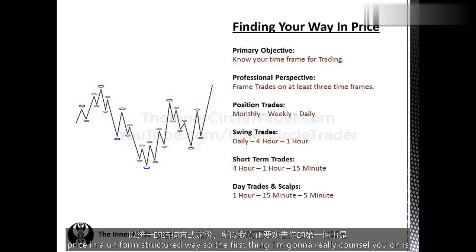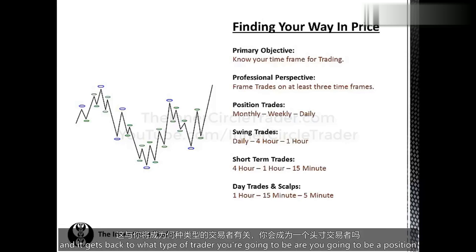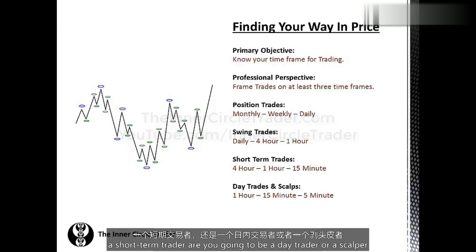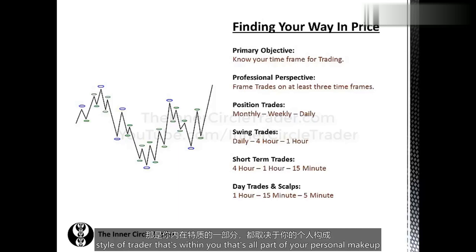So the first thing I'm going to counsel you on is your primary objective is to know the time frame that you're trading. Okay, and it gets back to what type of trader are you going to be? Are you going to be a position trader? Are you going to be a swing trader, a short-term trader? Or are you going to be a day trader or a scalper? I can't teach you how to find the correct style of trader. That's within you.